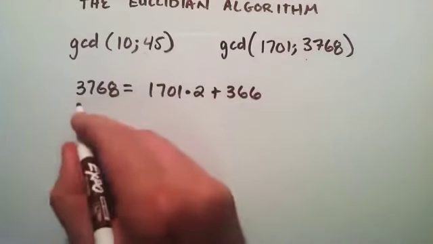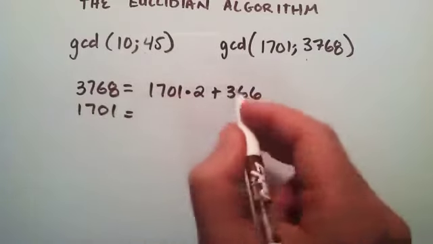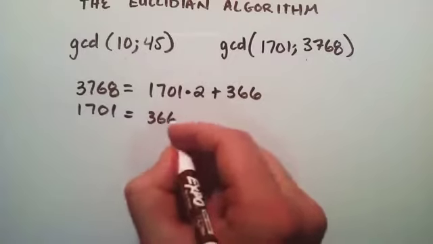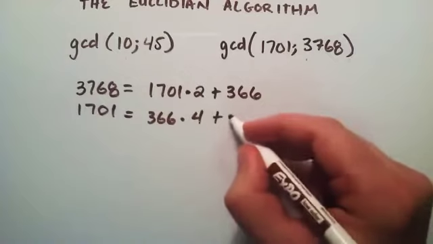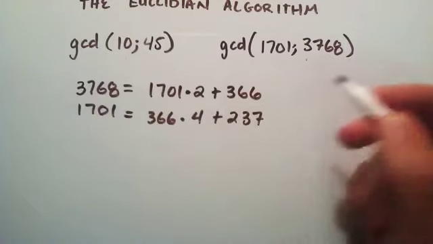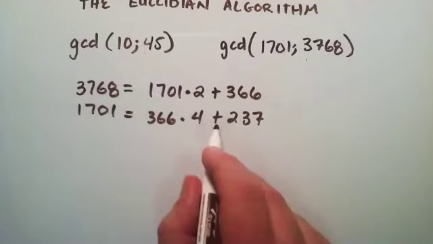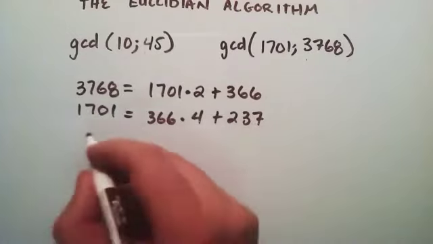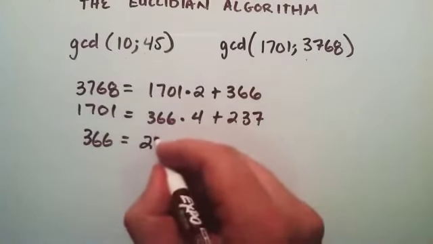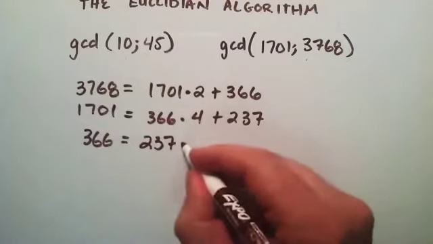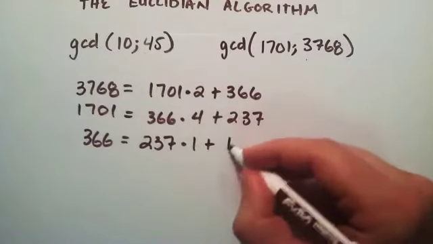Now moving this to the left-hand side here, 1,701 is equal to 366, moving that over, times 4, and that's plus 237. So 366 goes into 1,701 4 times with a remainder of 237. Moving the 366 to the left hand side now, 237 where the 366 was. So 237 goes into 366 one time with a remainder of 129.